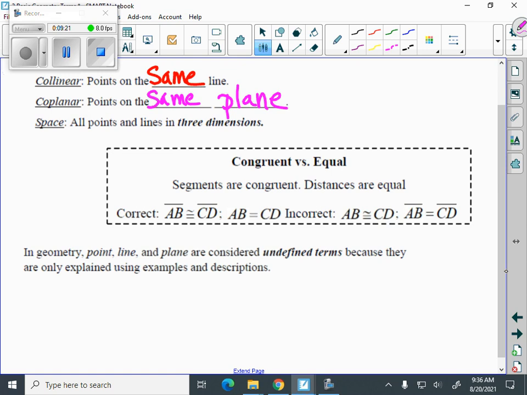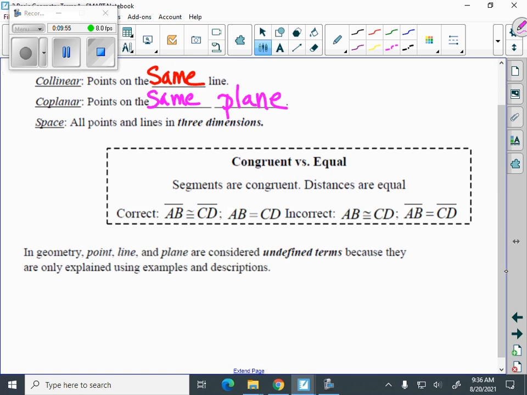And segments are congruent, distances are equal. So if we're talking about a segment, then we say that segment AB is congruent, and there's the symbol. It's an equals with a squiggly on top of it. Segment AB is congruent to segment CD. But if we're looking at a length, like how long is segment AB, how long is segment CD, then we use equals.